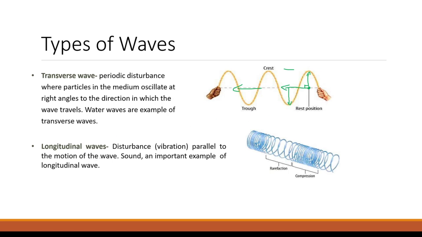And as for longitudinal waves, these are disturbances where the vibration is parallel to the motion of the wave. So we have vibrations and compressions causing waves to appear in this slinky-type example. A good example of this is sound. It's a longitudinal wave.